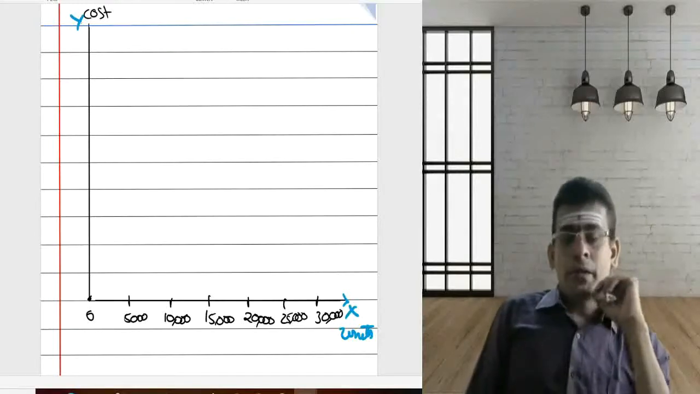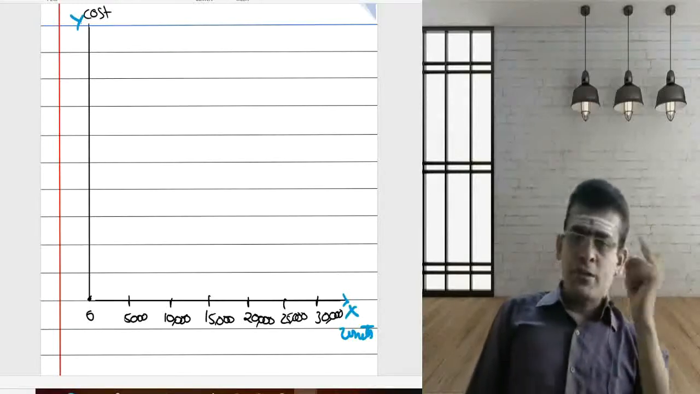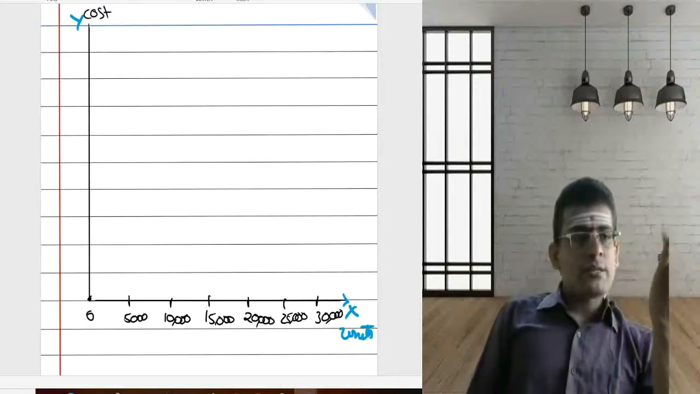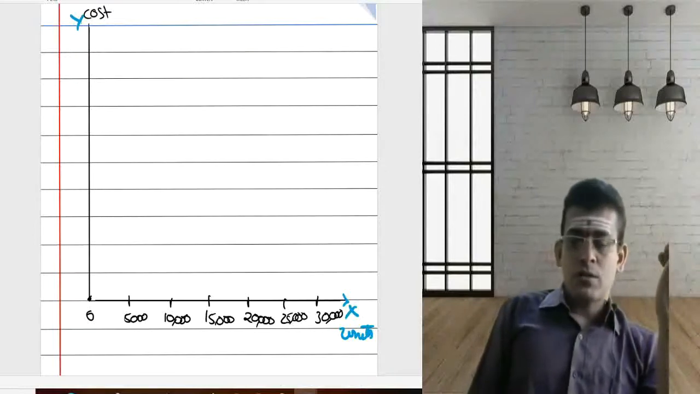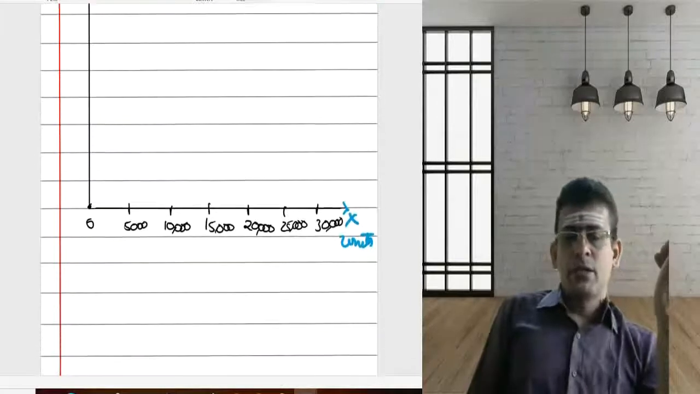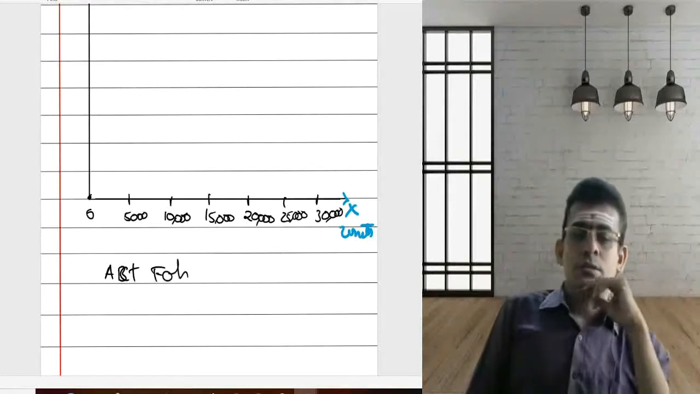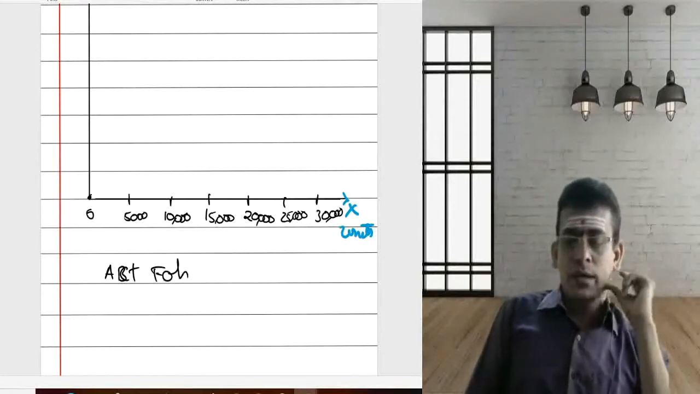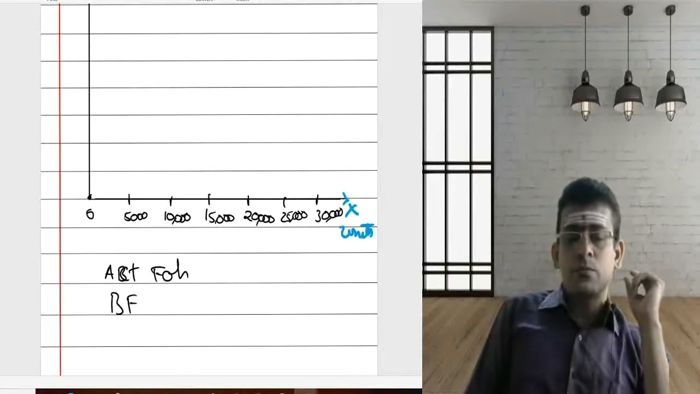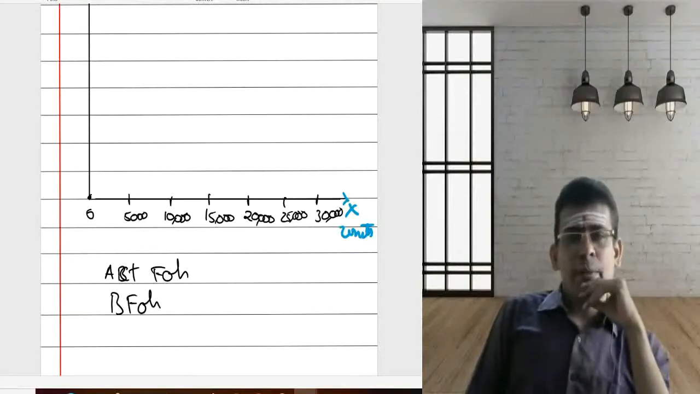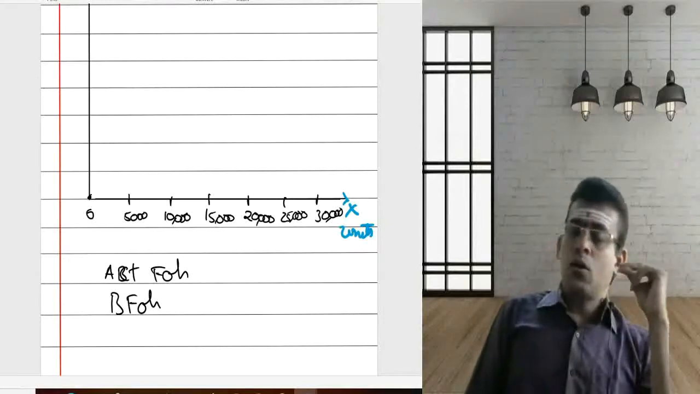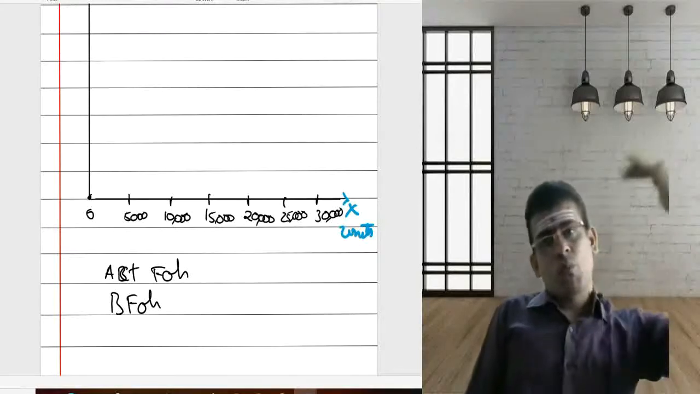Now, let us consider two fixed costs: actual fixed overheads and budgeted fixed overheads, because I will generally have these two things. One is actual fixed overheads, and the other is budgeted fixed overheads. So what can happen? My actual fixed overhead can be less than budget, or my actual fixed overhead can be more than budget.